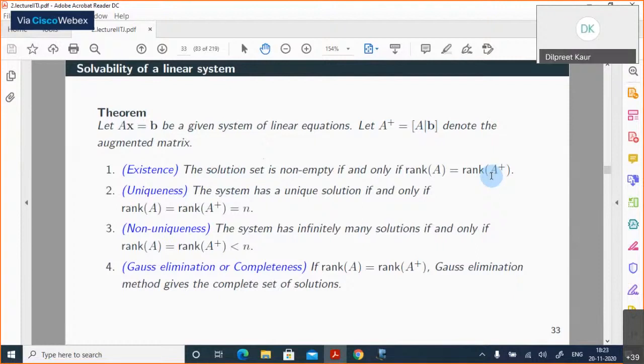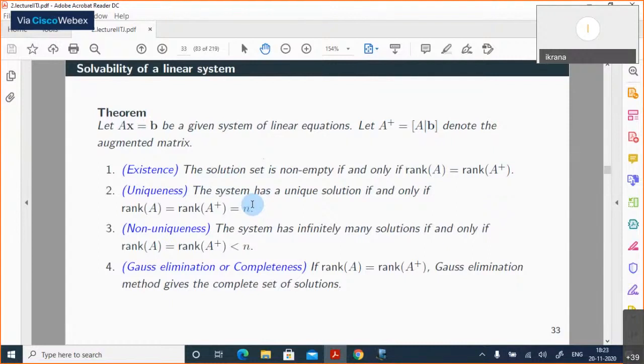And if the number of non-zero rows in A and in A plus is both equal to n, okay, that means each pivot corresponds to a variable. So each variable can be uniquely determined if the number of non-zero rows in A and A plus are the same. So that is the rank.